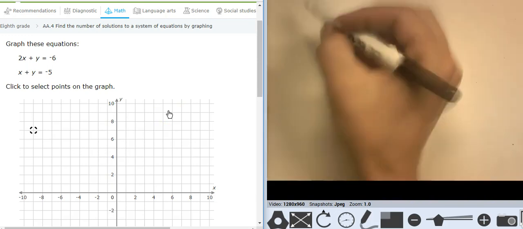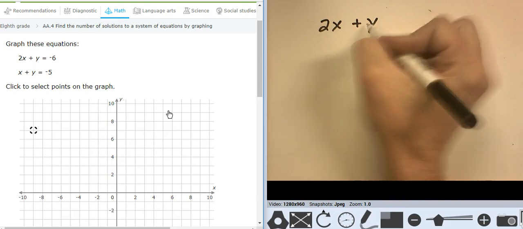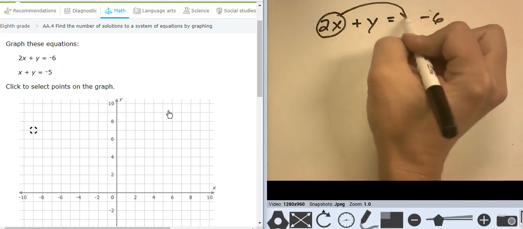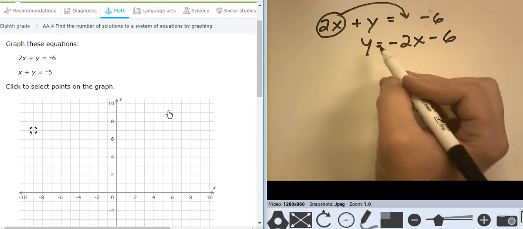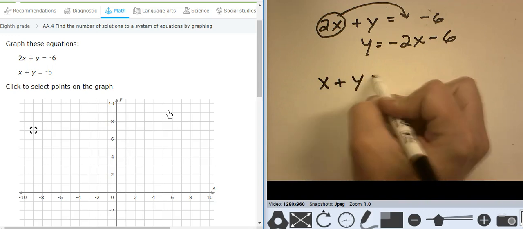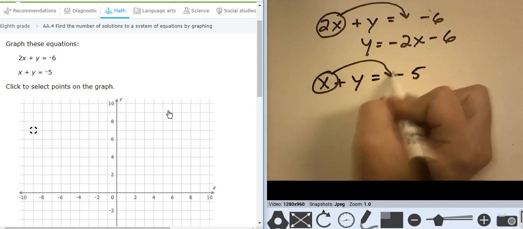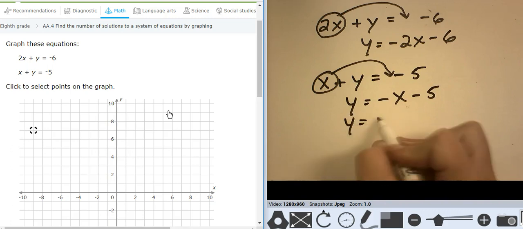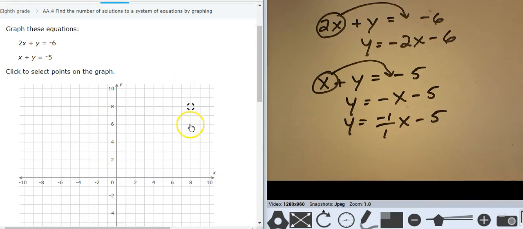Let's make this the last one. So 2x plus y equals negative 6. Move the x. Divide by the y. y is 1, so that's not going to change anything. And the other one is x plus y equals negative 5. Move the x. And let's just really show that slope, negative 1 over 1, x. There we go. So those are the two equations.